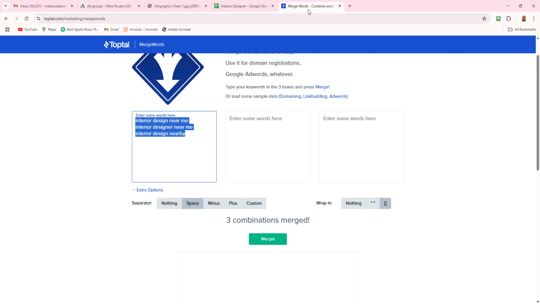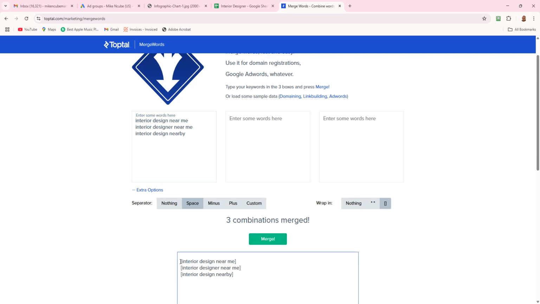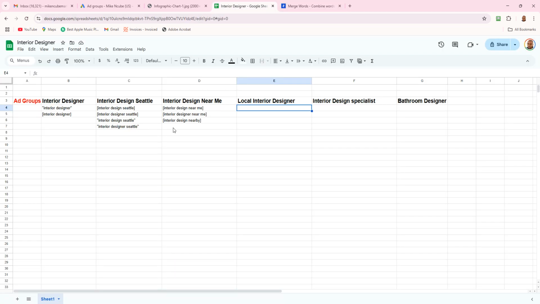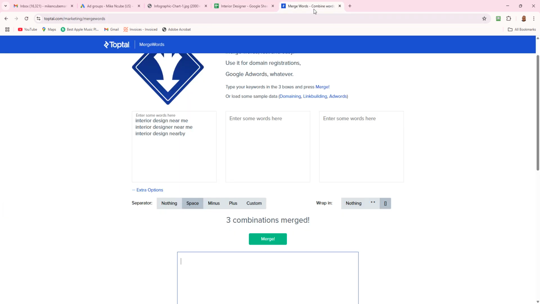Now, if you wanted, you could save yourself a lot of time. There's a tool called toptal.com/marketing/merge words that allows you just to create your keywords in different match types. So you can see I've put these in broad match there. And then I've selected wrap in brackets. Then when I merge, it then creates exact match for me like that. So I can always copy these, and if I come in here, I can just put them in my list of keywords that I want to target, my initial ones.